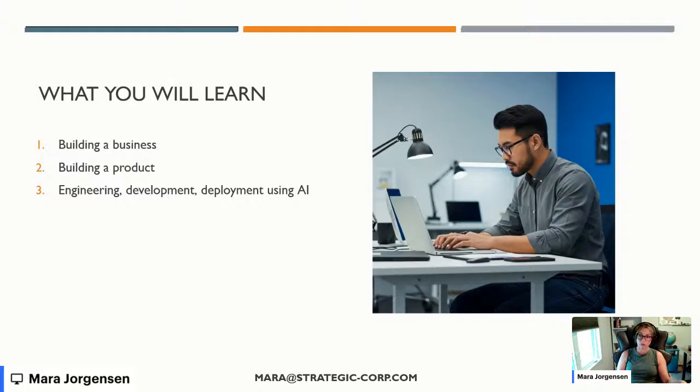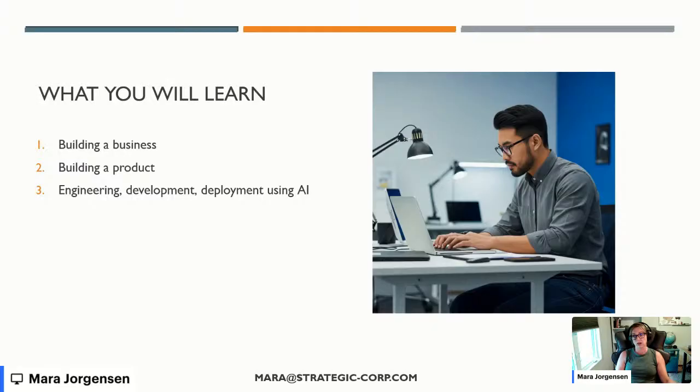What you will learn about: you will learn about building a business, then about building a product, and then about the engineering, deployment, and development, all of the above using AI. Probably the majority of what you would like to know is number 3. You want to learn about using AI to expedite all of the process. But without the proper planning and foundation, we can't get there logically.